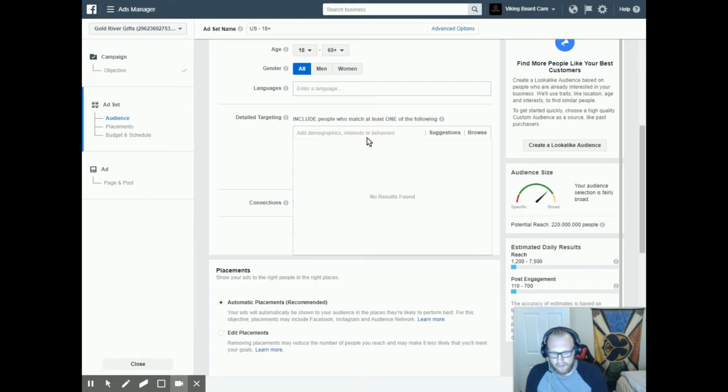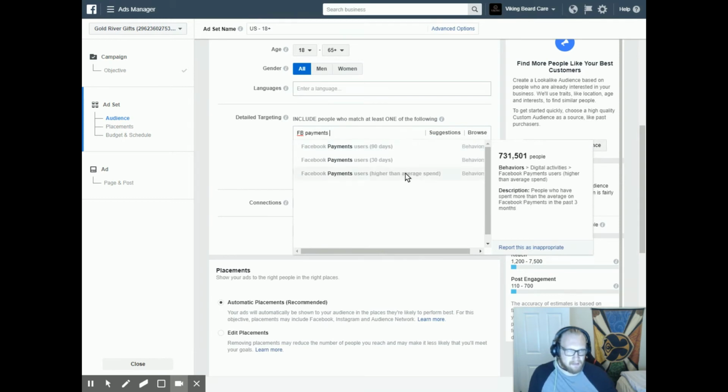So moving on to number 14, we have people using Facebook payments platforms. So you can go, what is it? Facebook payments, higher than average spend. Yeah, right there. So people have spent more than the average on Facebook payments in the past 3 months. This one's really good for Facebook app developers, online retailers, e-commerce, or Facebook pages selling something. So you can target those people.